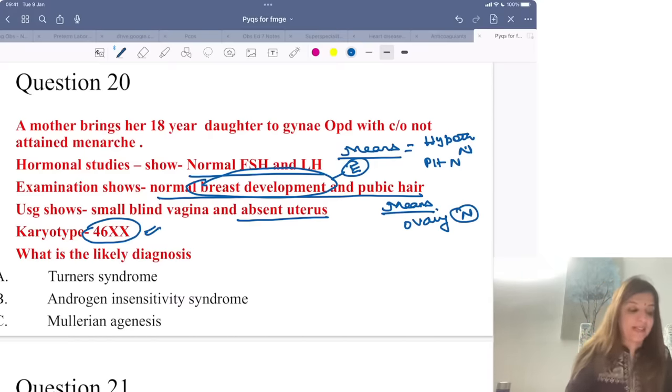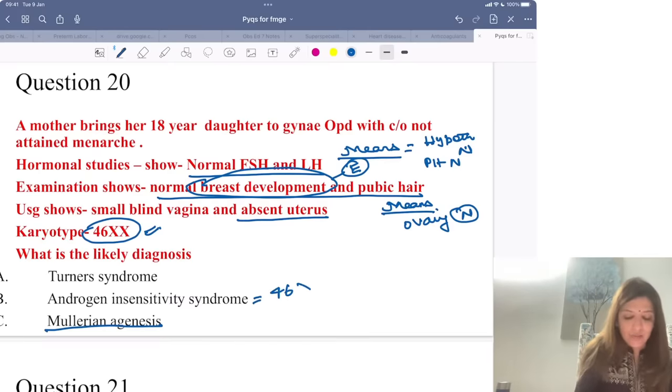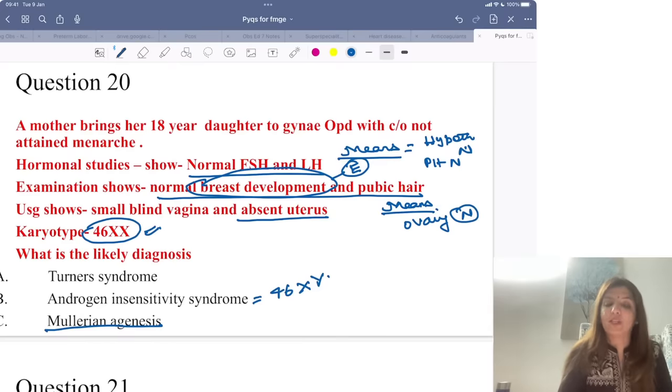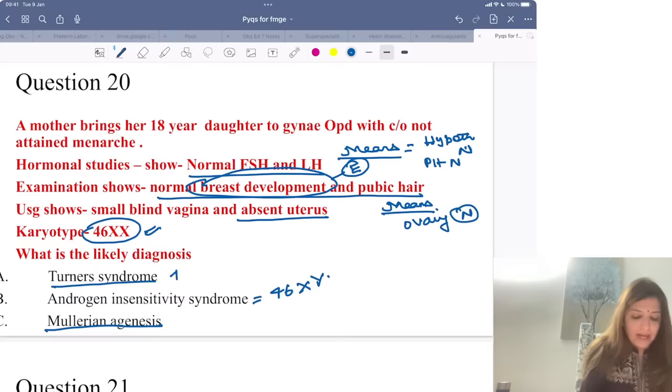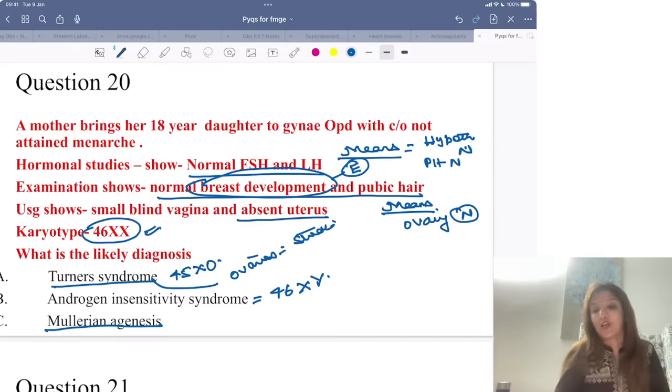Karyotype is 46XX. Karyotype, if it is 46XX and there is no uterus, what does that mean? It is a case of Mullerian agenesis. In androgen insensitivity syndrome, the karyotype is 46XY. In Turner's syndrome, karyotype is 45XO. And Turner's syndrome mein, ovaries are streak ovaries. They are not functioning normally. And because ovaries don't function normally, that is why in Turner's syndrome, estrogen is less and that is why breast development is absent. So this cannot be a case of Turner's syndrome. This cannot be a case of androgen insensitivity syndrome.